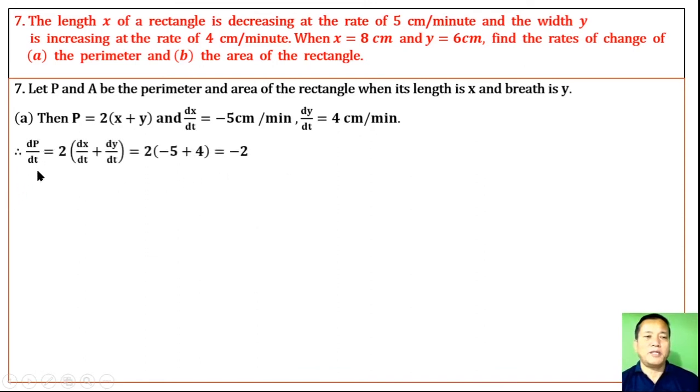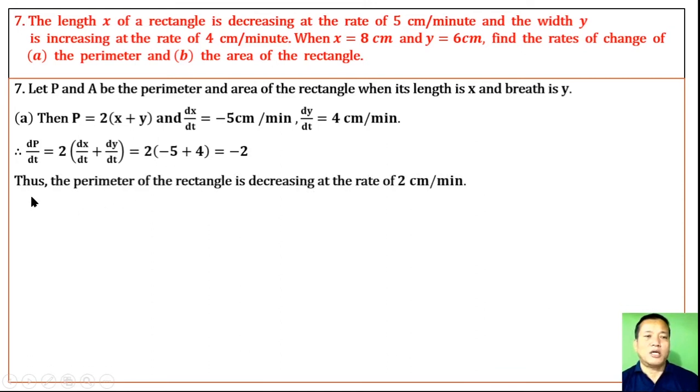Therefore, dP by dt is 2 times of dx by dt plus dy by dt. These two values are replaced, minus 5 and plus 4. We get minus 2. Thus, the perimeter of the rectangle is decreasing at the rate of 2 centimeter per minute. Why? dP by dt has a negative value, which shows that the perimeter of the rectangle is decreasing.